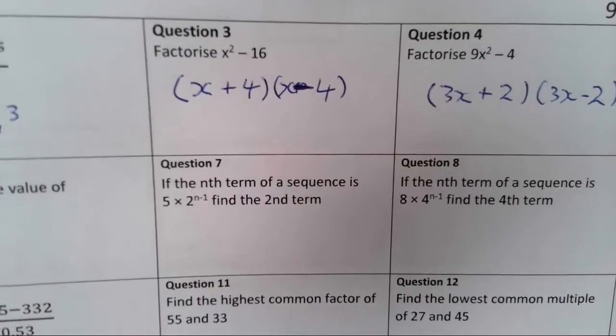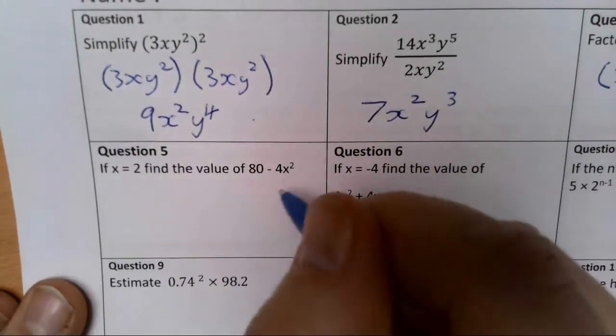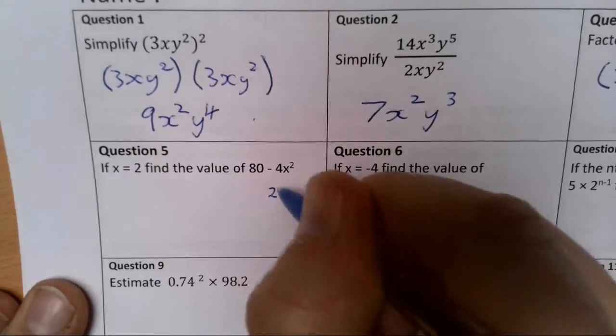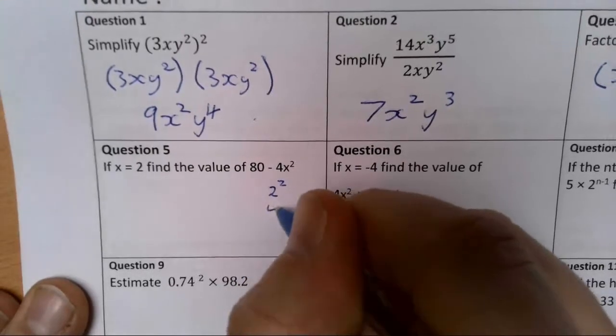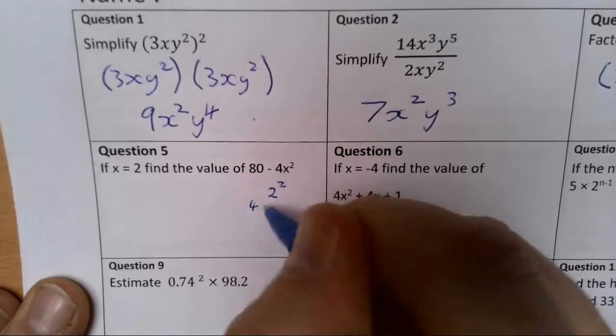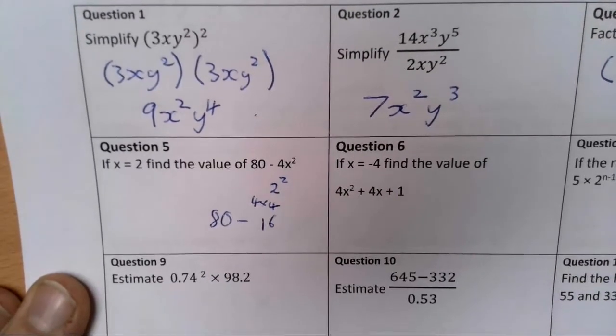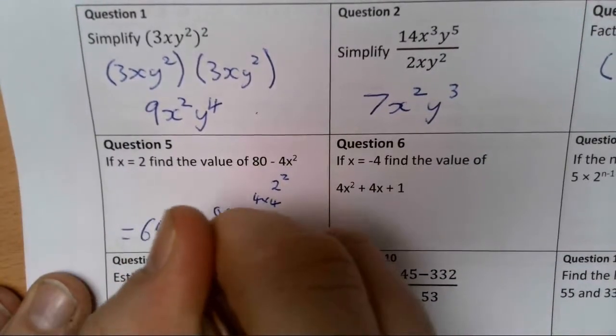Question 5. If x equals 2, find the value of this. So I need to do 2 squared first. That's going to give me 4. Then I'm going to do the multiplication. So I've got 4 times by 4. So I got 16. So I've got 80 take away 16, and that's going to give me 64.